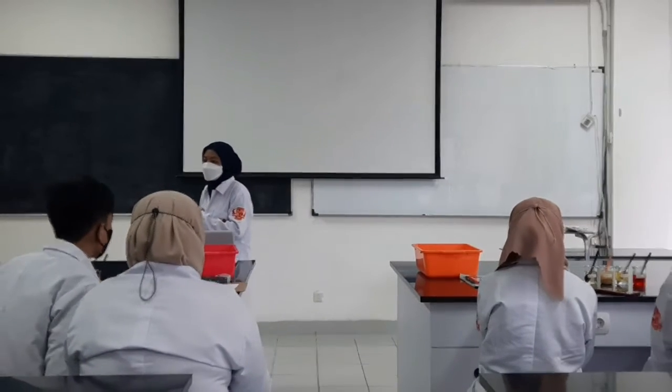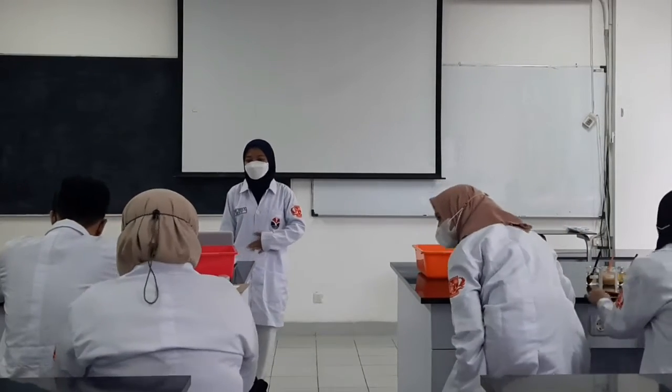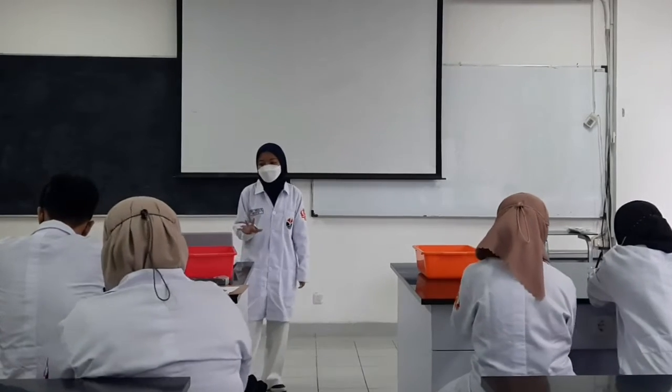And for group 2, is your table the same result with the first group? Yes. Alright. So the result is there are 2 heterogeneous mixtures, sand and oil, and there are 2 homogeneous mixtures. It is sugar and syrup.